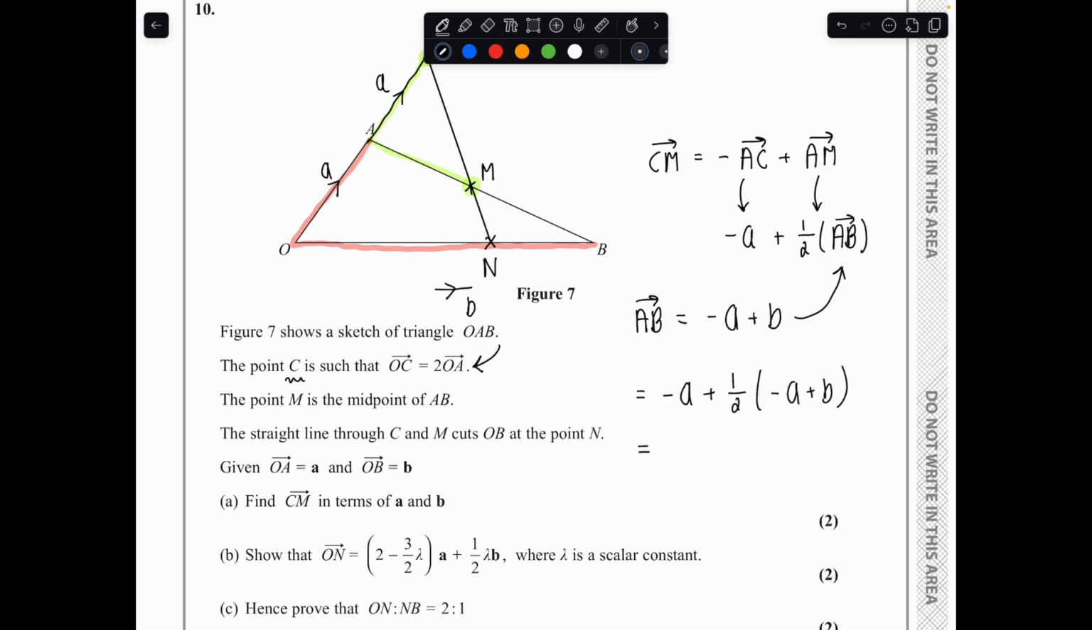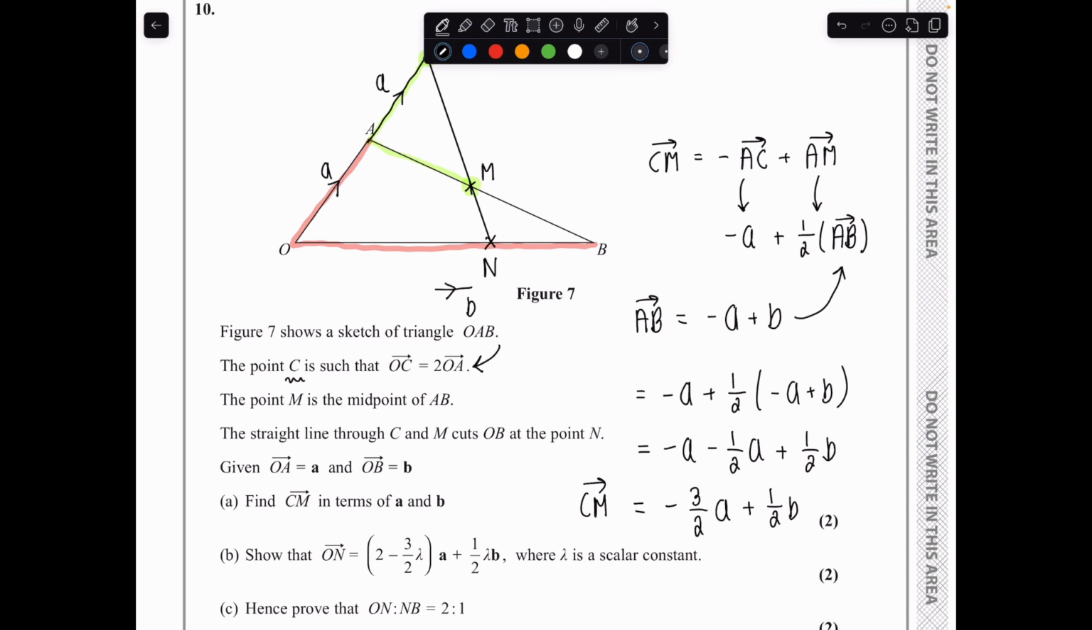Now let's expand out these brackets and simplify. So we have minus A, then we have a half times by minus A. So we have minus a half lots of A. Then we're going to add half of B. And once we simplify this, we get negative 3 over 2 lots of A, add half of B. So that is what C to M would equal. So that's part A all done. Now, let's have a look at part B now.